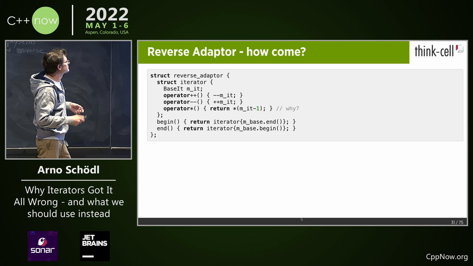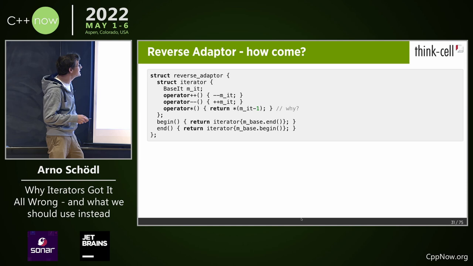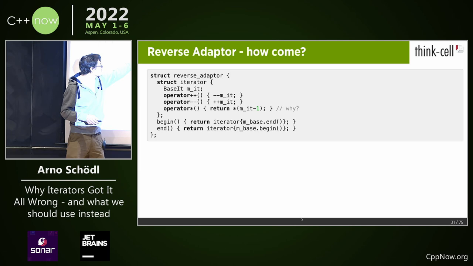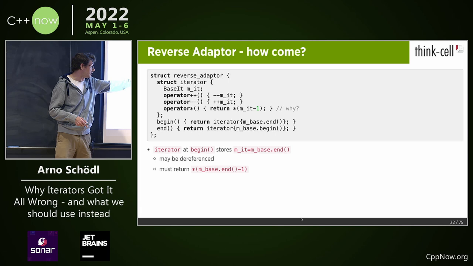Okay, before we go further. So of course, incrementing the reverse iterator, the underlying iterator gets decremented. Decrementing the reverse iterator, the underlying iterator gets incremented. The dereference operator returns dereference of the iterator minus one. Well, why does it have to do that? It has to do that because the iterator at begin stores end, but you can very rightfully dereference begin, and then it has to return the last element of your sequence, which is end minus one.